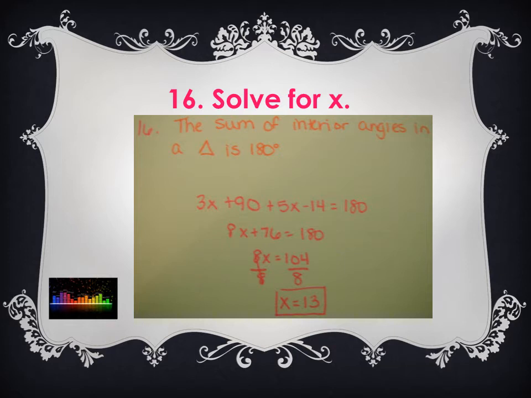3x plus 5x adds together to give you 8x. 90 plus a negative 14 adds to give you 76. We can subtract 76 on both sides, and we are given 8x equals 104. Then we divide 8 on both sides, and we are given x equals 13.